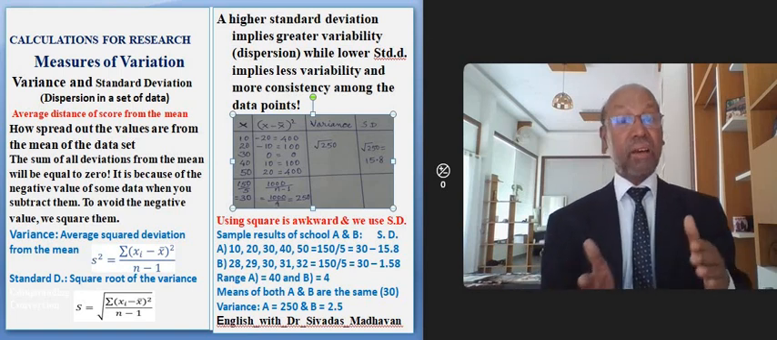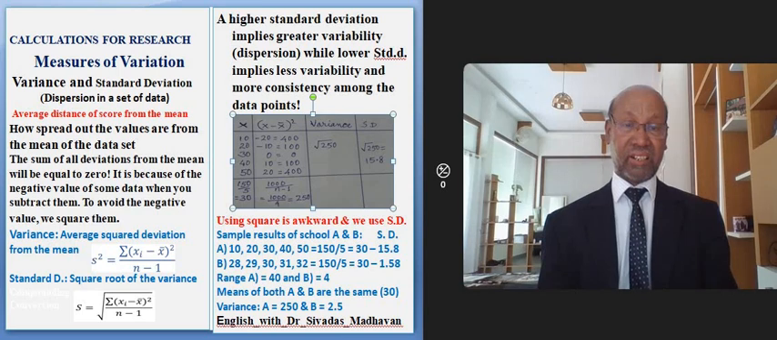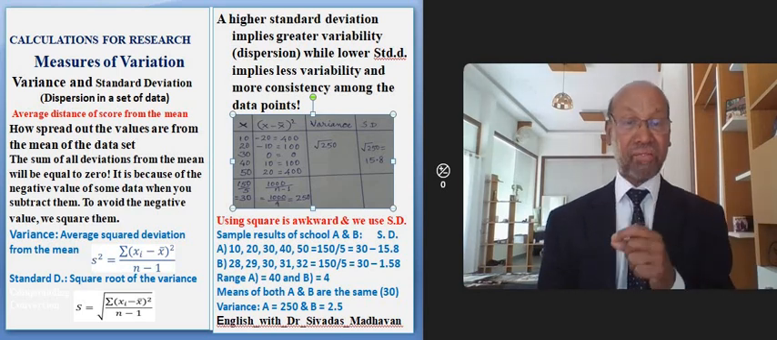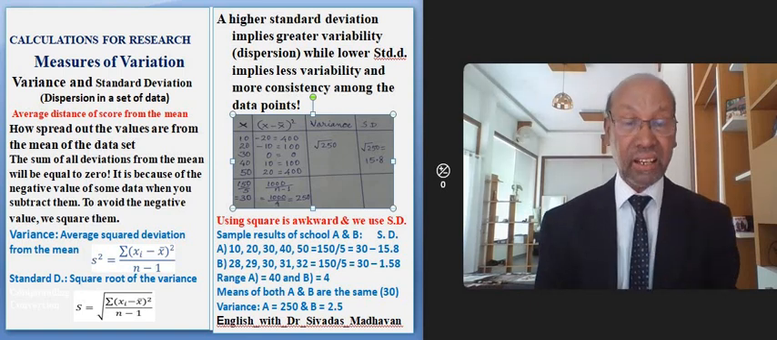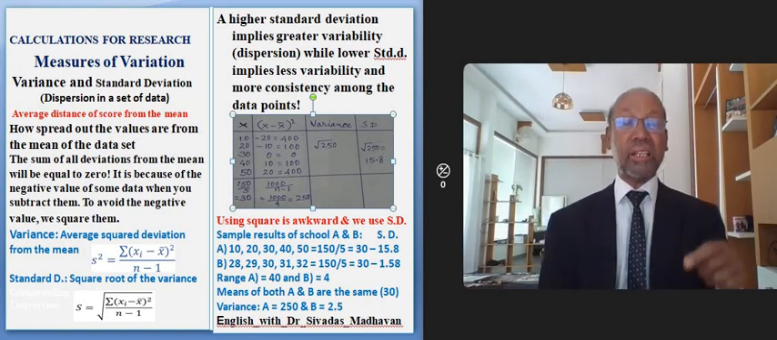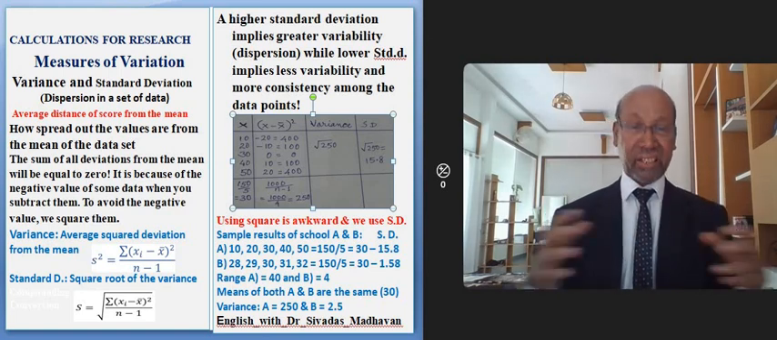And similarly, variance will be different and standard deviation will also be different. In the case of the first school, the standard deviation is 15.8. In the case of the second school, it is 1.58. So there is a great difference.